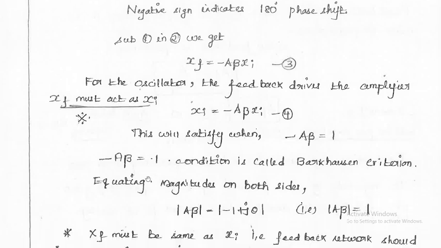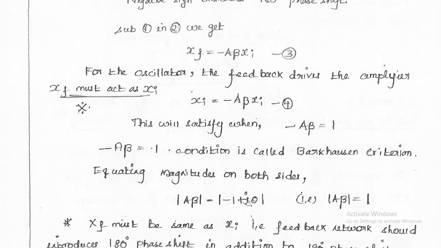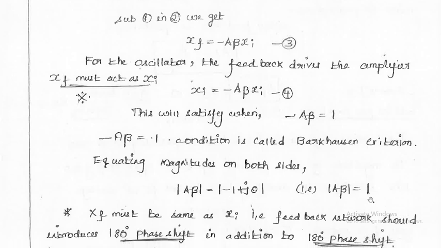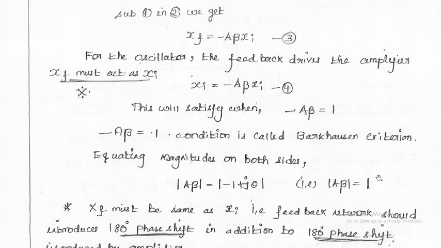Okay. Now I am going to take the magnitude of this equation: modulus of A beta equals modulus of minus 1 plus j0. So real part plus imaginary part, that is, modulus of A beta equals 1. So this is the very first important condition of the Barkhausen criterion.